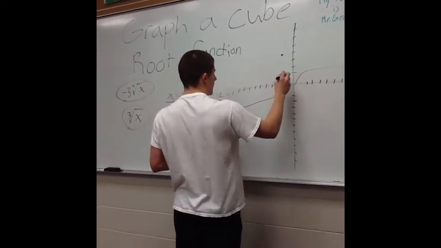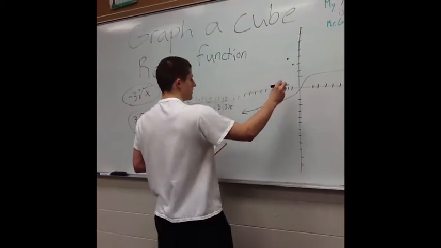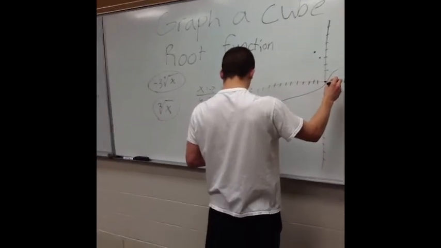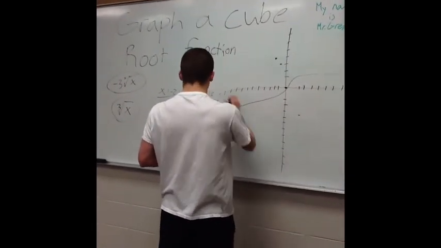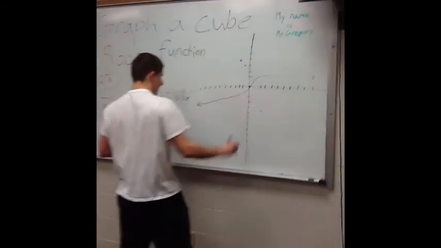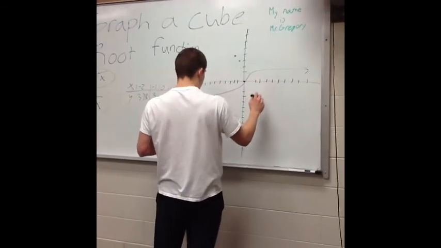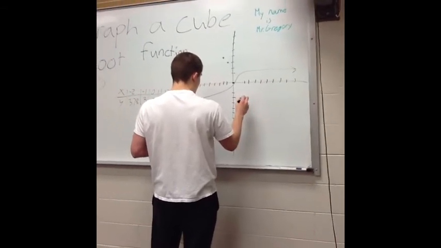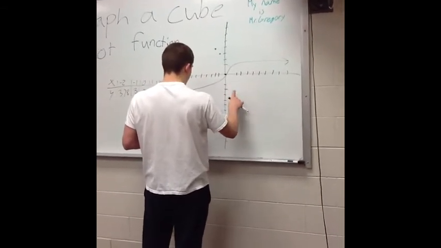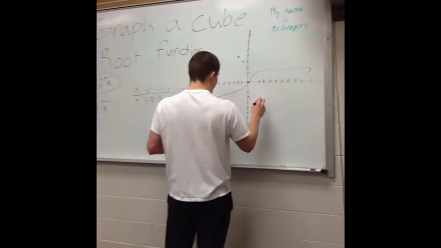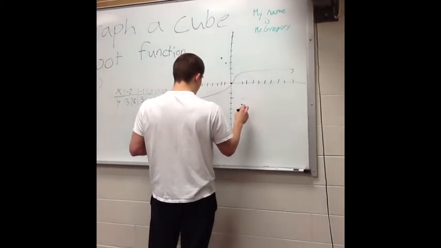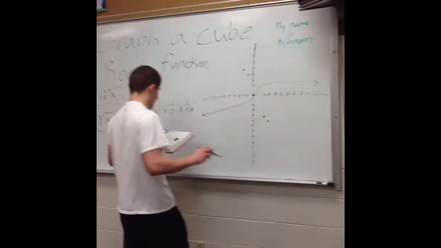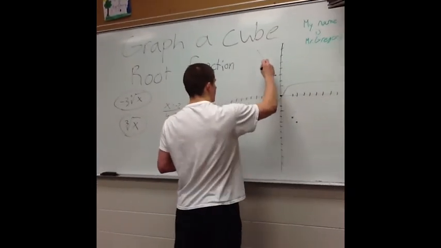-1, 3, 0, 0, 1, -3, and 2, negative 3. No, 3. Which one is it, Mr. Gregory? It's 3. And negative, or 2, negative 3/8. So now, this is what our graph is going to look like.